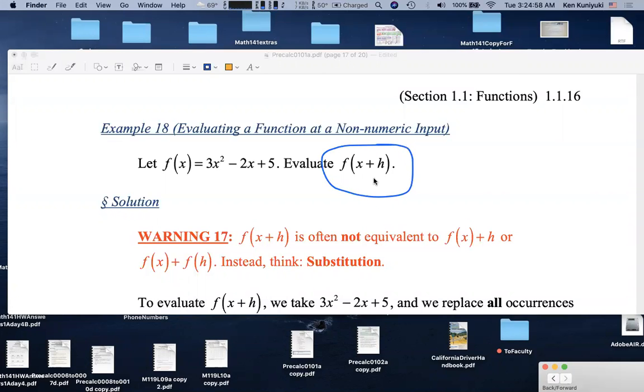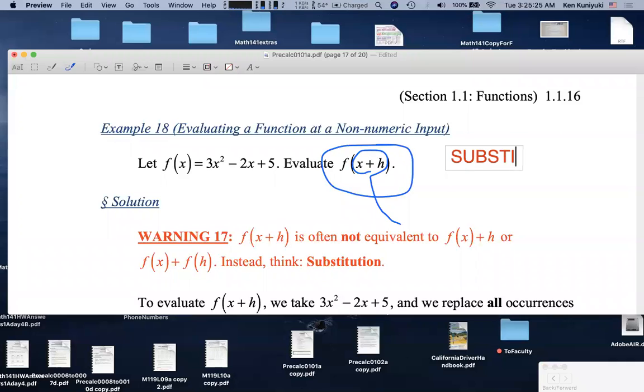Hi, everyone. Let's do a more complicated evaluation, but something that we'll see in chapter 1 at the end and also in calculus. Let f of x be 3x squared minus 2x plus 5. Given this, evaluate f of x plus h. What happens if the argument is more complicated? X plus h. And the key word to remember here is the S word, substitution.